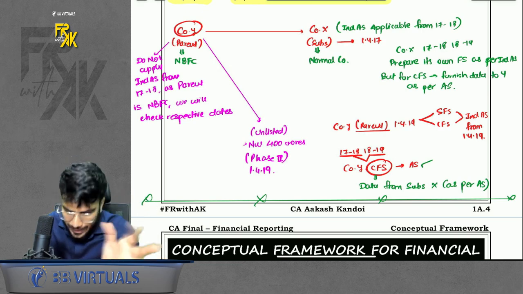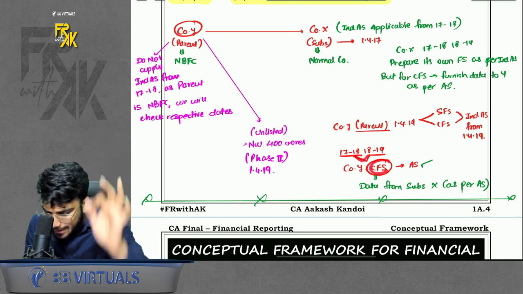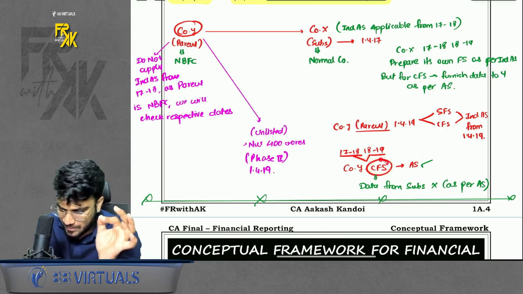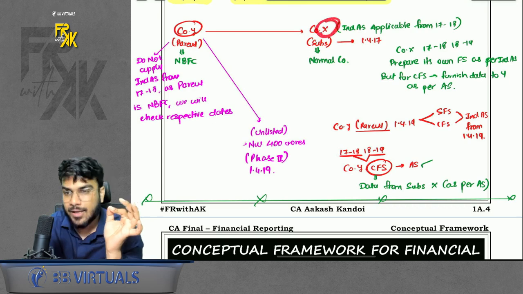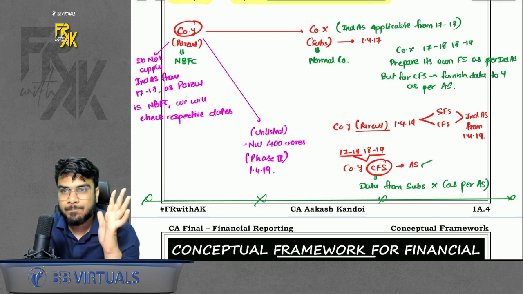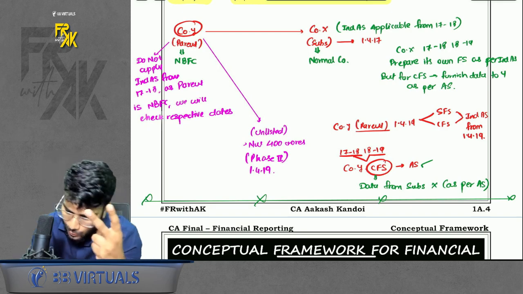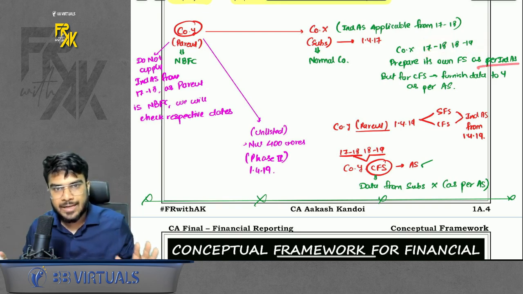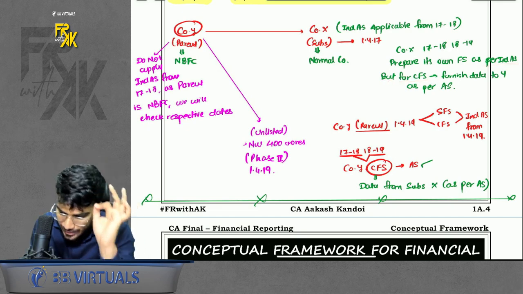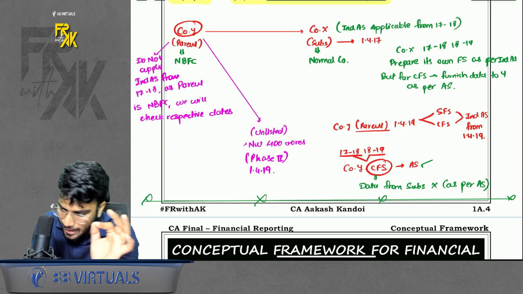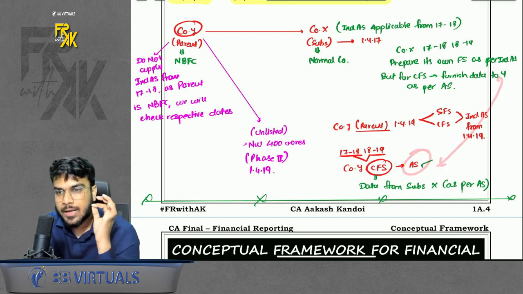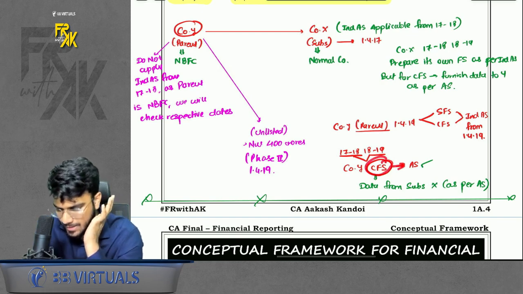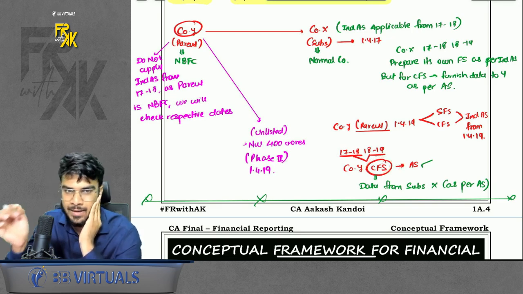Parent will continue applying AS. Because the parent applies AS in these 2 years, the CFS will be also as per AS. And for the purpose of CFS, we will have to ask X to send the data as per AS only. That means X will have double job to do during these 2 years. X will have to prepare its own financials as per Ind AS. That is fine. But for the purpose of CFS, during these 2 years, it will have to send data to the parent as per AS only, because till then the parent was not covered under Ind AS. Parent was preparing CFS as per AS. So it will ask the subsidiary to send the data as per AS only.